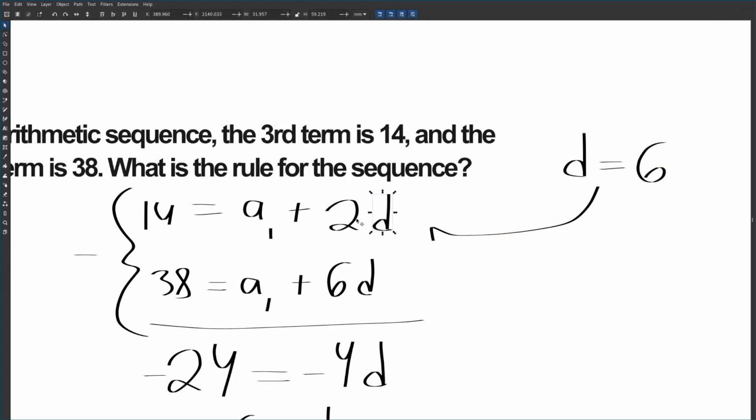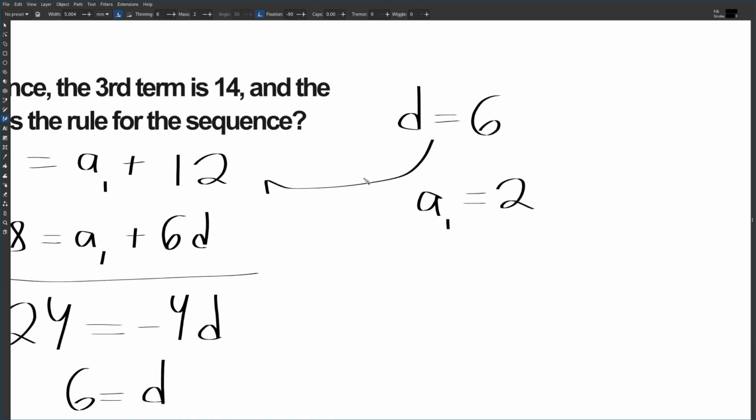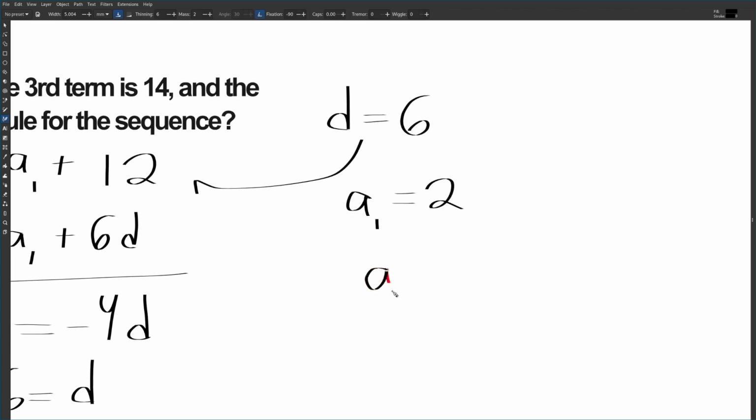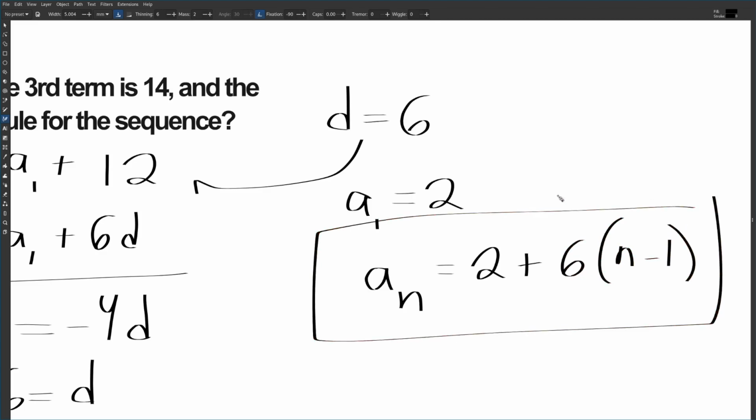So d, 6 times 2, turns into a 12. A of 1 plus 12 is equal to 14. So that means that a of 1 is equal to 2. And now with these two facts, we can write the rule for the sequence. A of n is going to be equal to the first term, which is 2, plus the difference, which is 6, times n minus 1. And we're done for this problem.